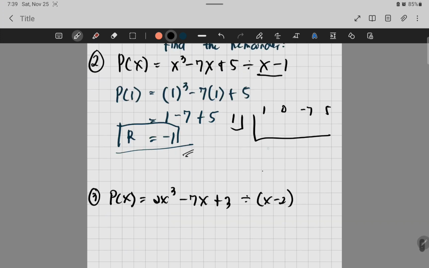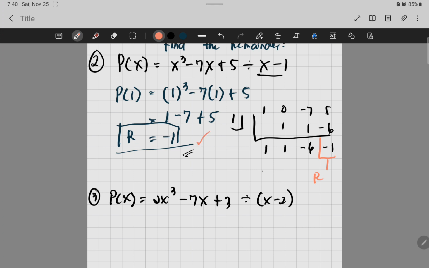Okay, bring down 1. 1 times 1 is 1. 0 plus 1 is 1. 1 times 1 is 1. Negative 7 plus 1 is negative 6. Negative 6 times 1 is negative 6. And 5 plus negative 6 is negative 1. And the remaining number here is your remainder. Therefore, our answer is correct.